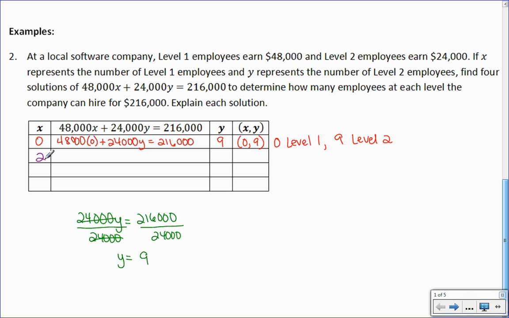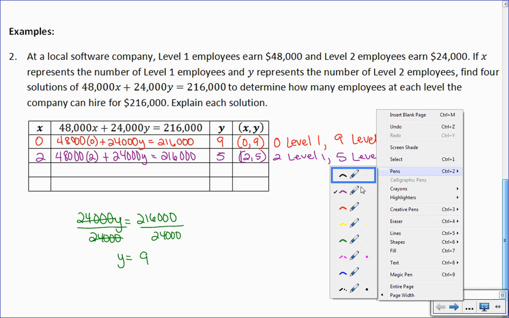Let's say now X is 2. So we'd have 48,000 times 2 plus 24,000 Y equals 216,000. And again, you should know how to solve this equation, but just a refresher, you'll need to first multiply 48,000 times 2, and then subtract that from both sides to start to get the Y by itself. Then you should have 24,000 Y equals something, and then we'll divide by 24,000. If you've solved that correctly, the value for Y that you should get is 5. So that gives you the ordered pair 2, 5. To explain that solution, that would be 2 level 1 employees and 5 level 2. And that's also a reasonable solution for this problem.